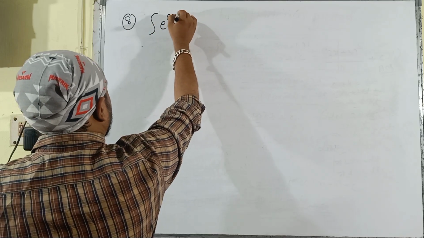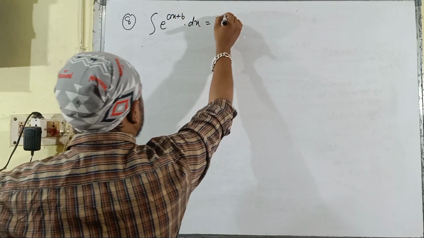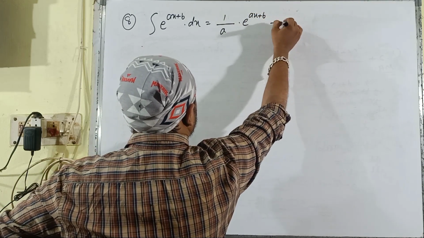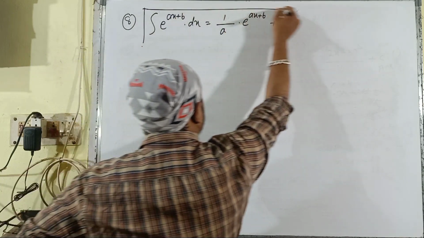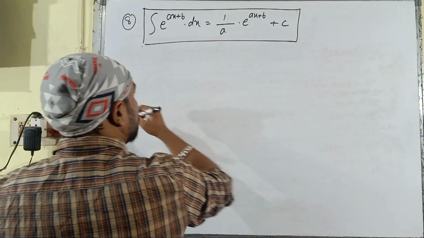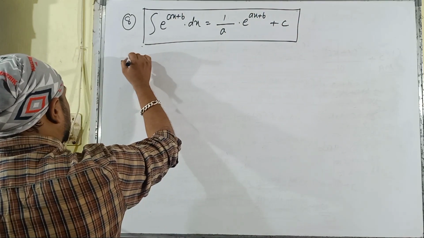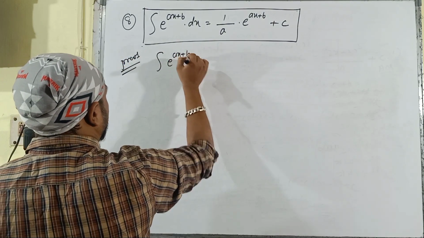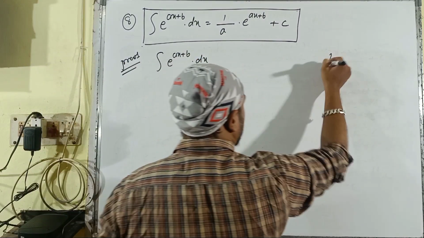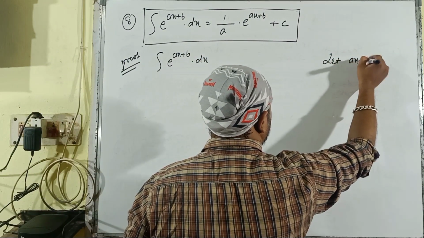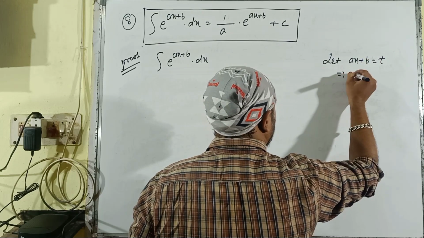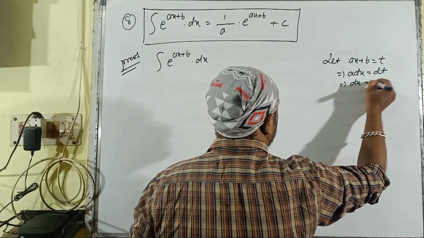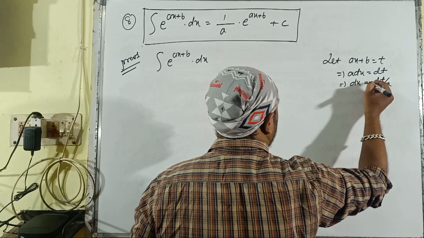Integral of e to the power ax plus b with respect to x is 1 by a e to the power ax plus b plus any constant c. First of all, we have to prove this theorem by using the method of substitution. Integral of e to the power ax plus b with respect to x. First of all, we consider ax plus b as t. That means a dx will be equal to dt, that means dx is equal to dt divided by a.